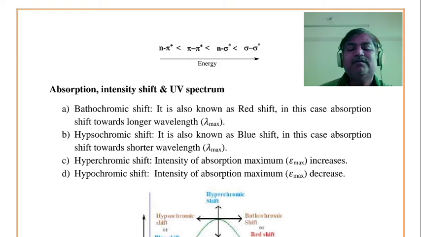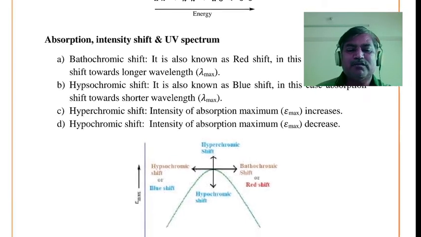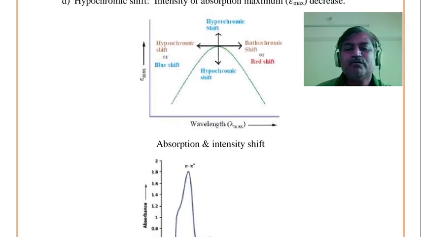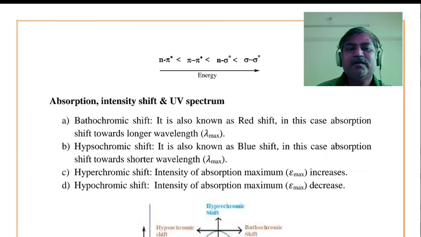Bathochromic shift is also called red shift. In this case, absorption takes place towards longer wavelength. So there are two types of shift observed during the experiment: bathochromic shift, that is absorption towards higher wavelength, and hypsochromic shift, absorption towards lower wavelength. Bathochromic shift is called red shift, hypsochromic shift is called blue shift. Okay, so in this particular lecture we are going to study it.